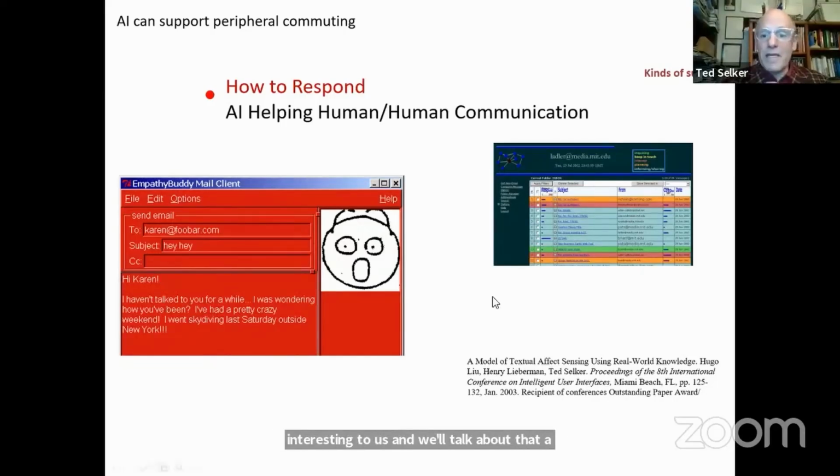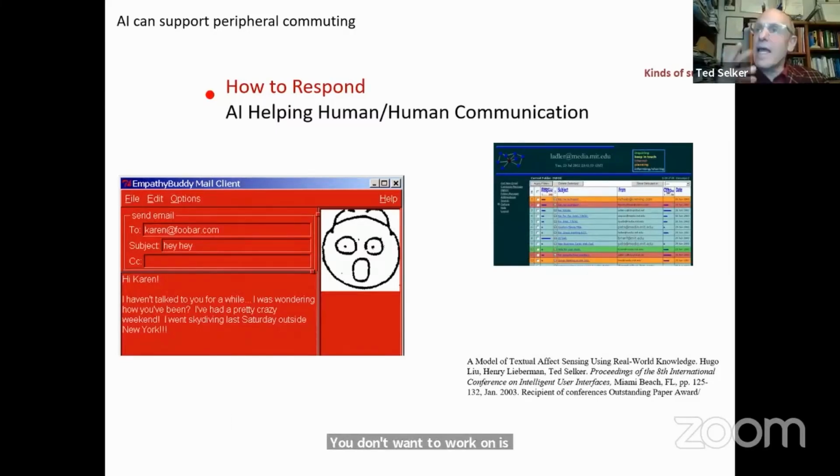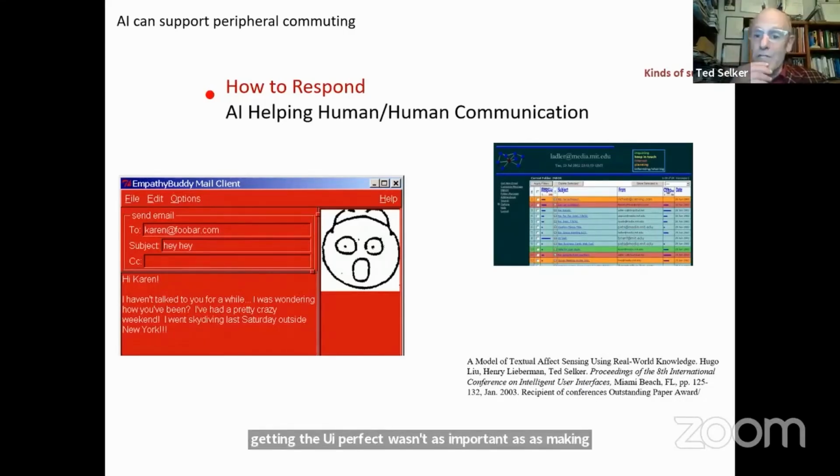Another thing that we did is we made an email system that I'm quite proud of, because what happened is we made a big mistake. The things that were urgent, we marked as orange, and the things that were not so urgent, we marked as green. People responded more to the ones that were urgent. But I realized later, maybe I should have colored the things that you want to work on as green and the things you don't want to work on as red. What I really enjoy about that statement is this idea that getting the UI perfect wasn't as important as making people aware of the urgency of an email.